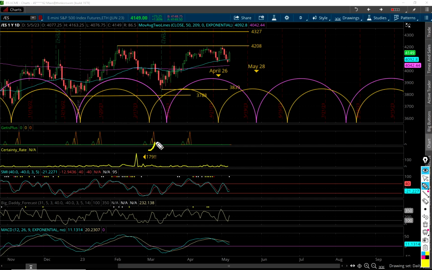Here's another one. Came in right there, on that big green candlestick. I see that on the daily chart, the MACD is going to be very useful. As we go to the shorter time frames, you're going to realize it's not as useful, but on the daily chart, it's still really good. Now I see the short-term indicators are still going up. This is my own indicator, Big Daddy Forecast.